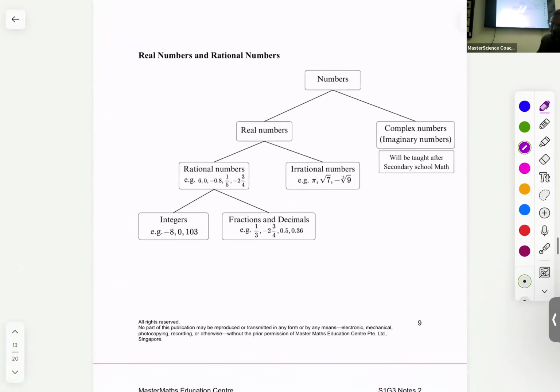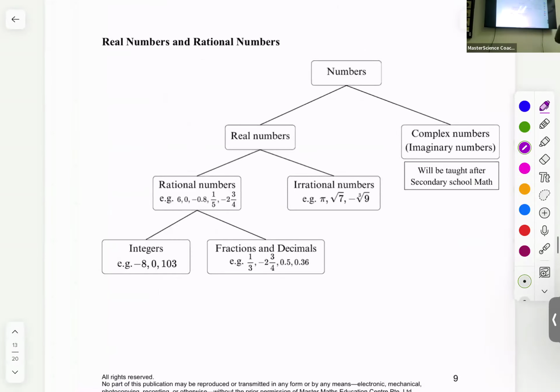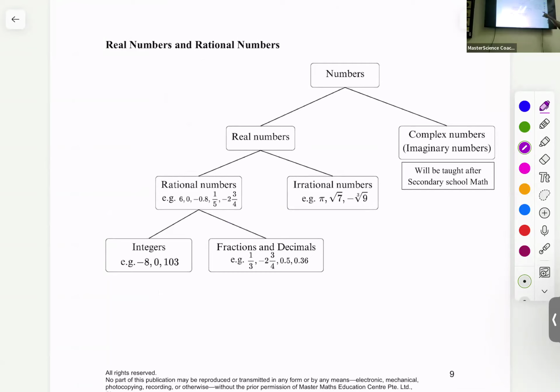So this is a categorization of all that we have learned. So then this one is your imaginary numbers. Remember just now I spoke about it. So this will be taught after secondary school math when you go to, if you manage to go to JC or if you manage to go to poly course with engineering, then you will cover this then. But for now, this is your concern.